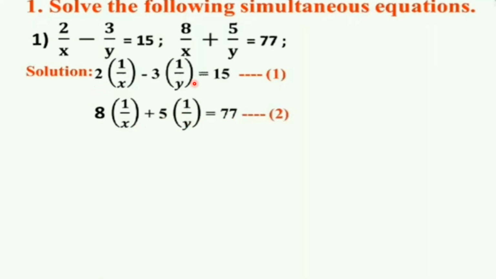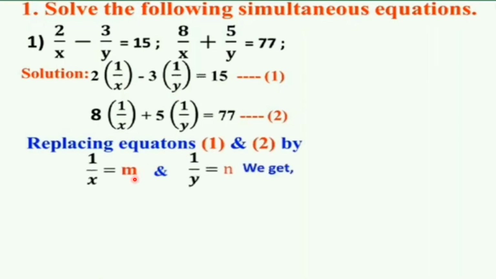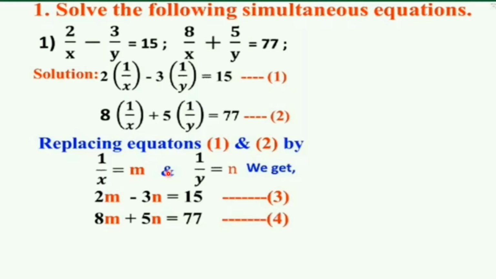I am going to take the first equation as equation number 1 and the second equation as equation number 2. Now, what I will do is, I will take a new variable to be substituted in place of 1 over x and 1 over y. So, you can take any variable, children, but here I am specifying it with m and n.